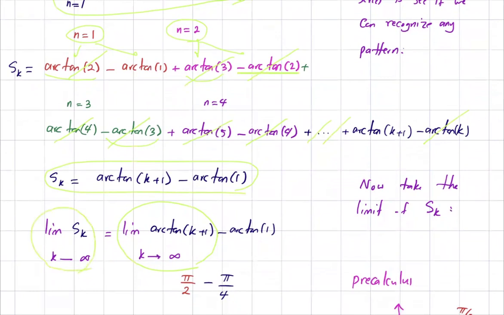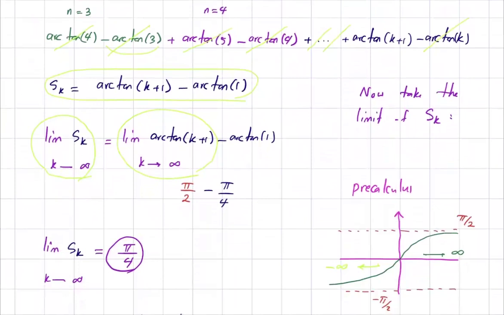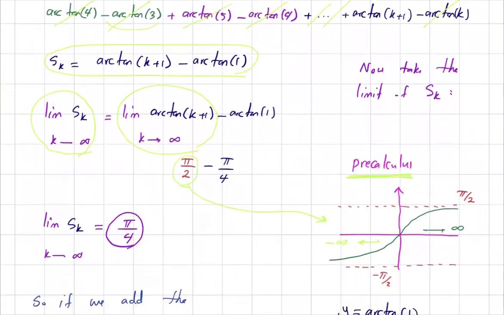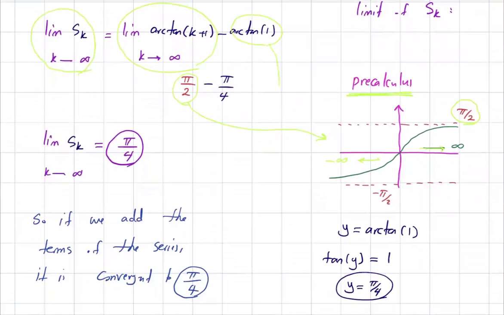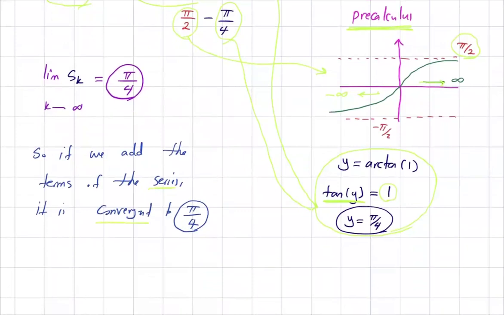Now I need to take the limit of S sub k. To find the limit of arctangent of k plus 1, this is basically going back to pre-calculus and checking the graph of arctangent. As x goes to infinity, your arctangent is getting closer and closer to pi over 2. And then arctangent of 1 is equal to pi over 4, because to calculate arctangent of 1, you're basically finding the angle whose tangent is equal to 1. That angle is pi over 4. So here you have pi over 2 minus pi over 4, which is pi over 4. So the limit of the partial sum as k goes to infinity is pi over 4. By the definition, we conclude that the series converges to pi over 4.